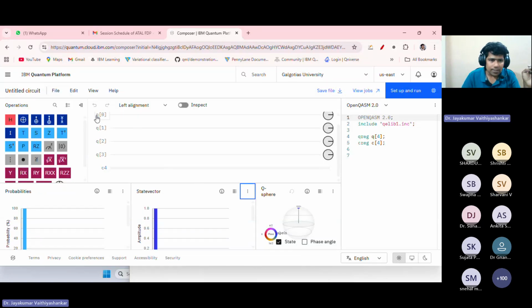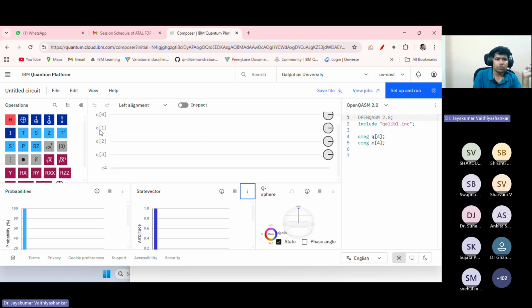You can see Q0, Q1, Q2, Q3, which means 4 quantum bits, and C4, which contains 4 classical bits. Whatever operation you do in quantum, finally you need to store it in your classical register. During that time, the superposition state will collapse. Even though it is in between 0 and 1, when you do measurement, it will go to either 0 or 1 by force.